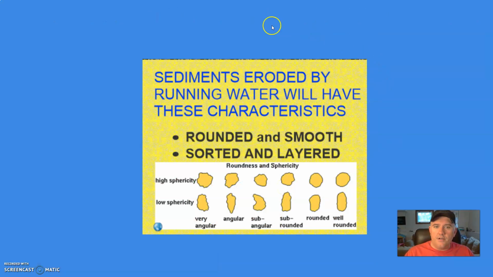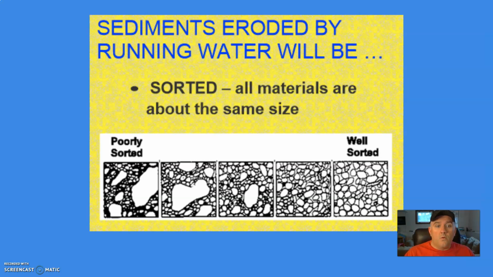Remember that during transport, we're taking those angled pieces and we're rounding them and making them more smooth. That process is called abrasion. Remember that we're abrading the materials as they move downstream. We're also sorting the materials. We're going from a poorly sorted phase to a well-sorted phase here. That has to do with the deposition.